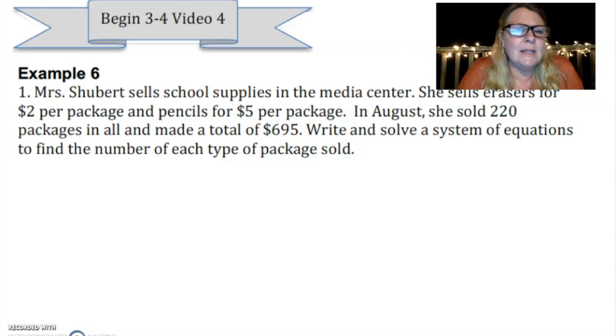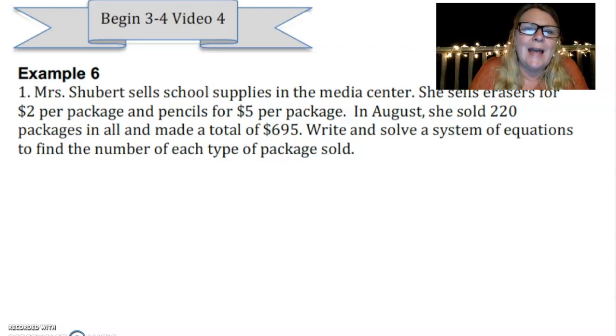So example 6 says, Ms. Schubert sells school supplies in the media center. She sells erasers for $2 per package and pencils for $5 per package. In August, she sold a total of 220 packages in all and made a total of $695. It asks us to write and solve a system of equations to find the number of each type of package that was sold.